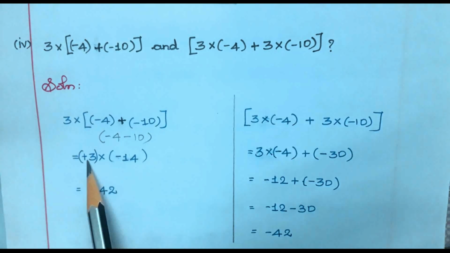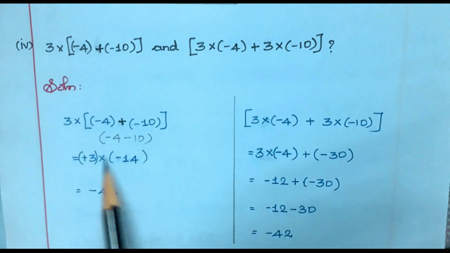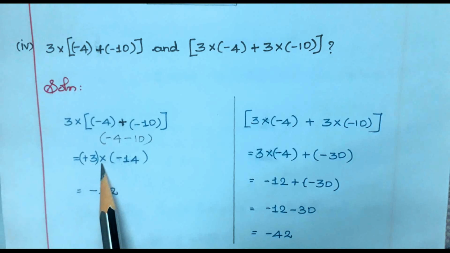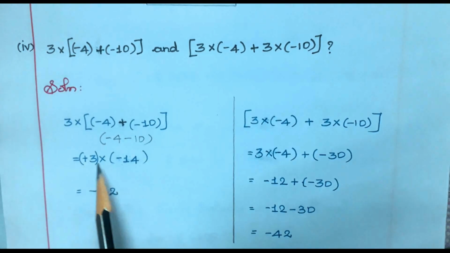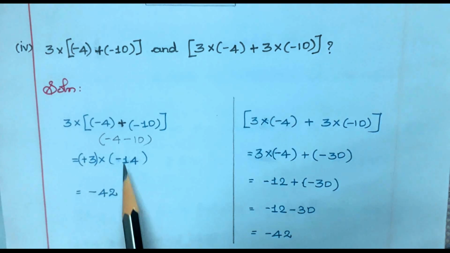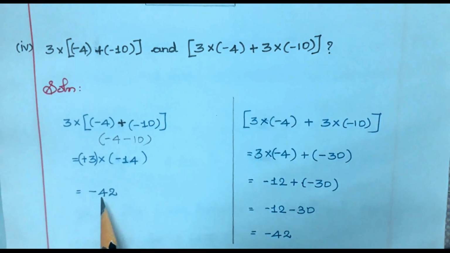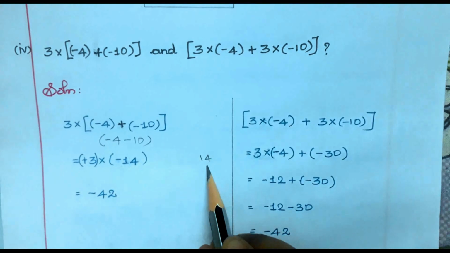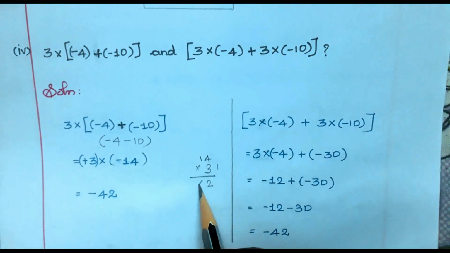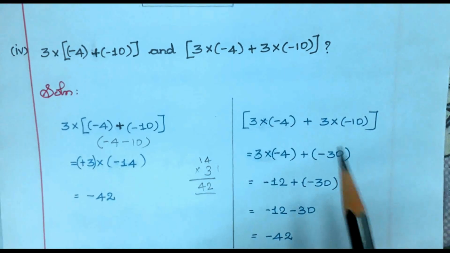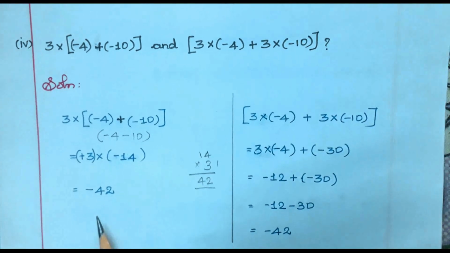So, again already we have 3 here, 3 into minus 14, both the signs are different. In multiplication, put the sign as minus. 3 into 14: 3 4s are 12, remainder 1, 1 3 is 3 plus 1, 42. So, now we got the answer, minus 42.